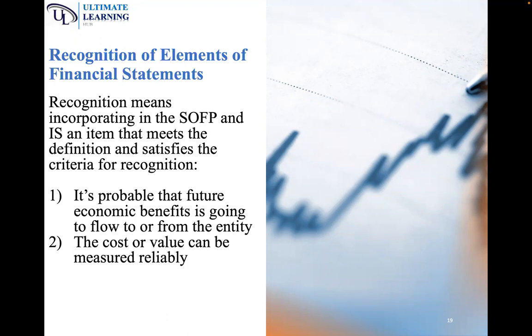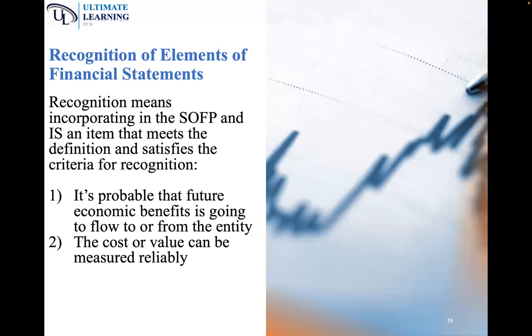Now, these elements are normally recognized in the financial statements if they meet certain conditions or criteria. There are two criteria, conditions that must be met for the elements to be recognized in the financial statements. The first criterion or condition is it must be probable that future economic benefits will come to the business. So if it's probable that future economic benefits will flow to the business entity or out of the business, in that case, you have met the first condition. Probable that future economic benefits will flow to or from the business entity.